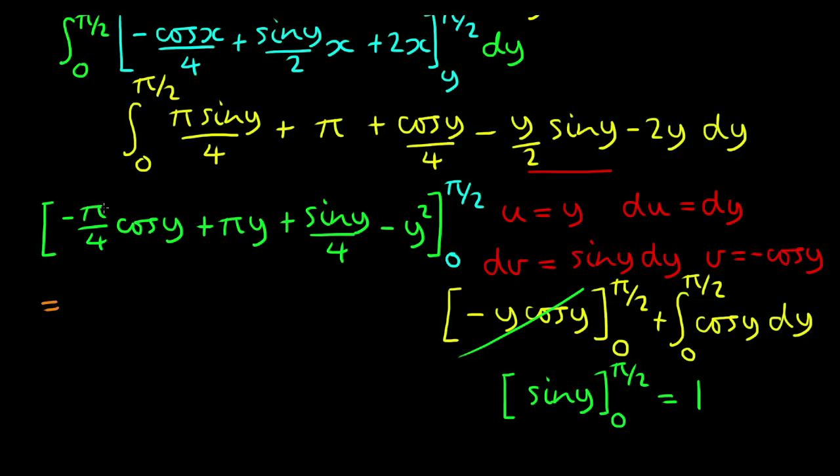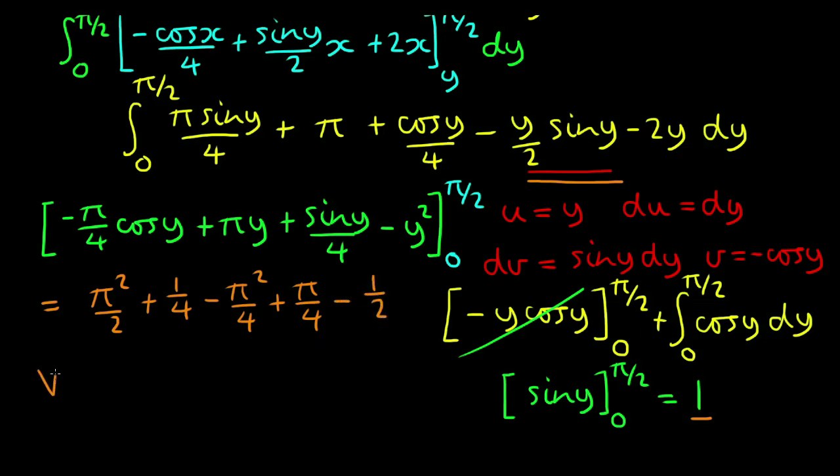So what we get is minus pi on 4 by cosine pi on 2, which is 0, plus pi squared on 2, plus 1 on 4, minus pi squared on 4, and cosine 0 is 1, so we get plus pi on 4, minus 0, minus 0, plus 0. And we evaluated this integral by parts, which gave 1, so we have minus a half by 1, which is minus a half.